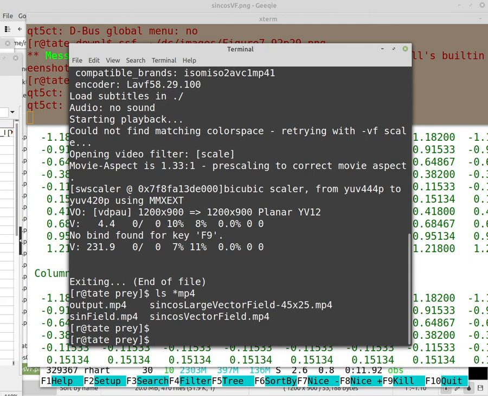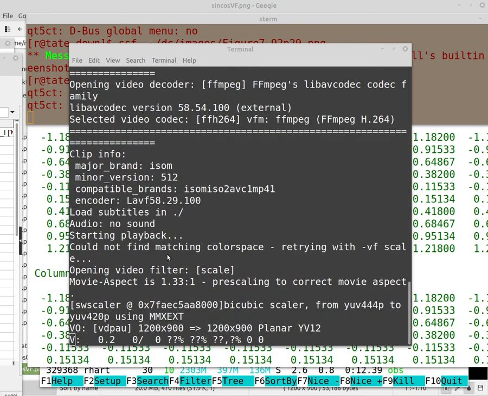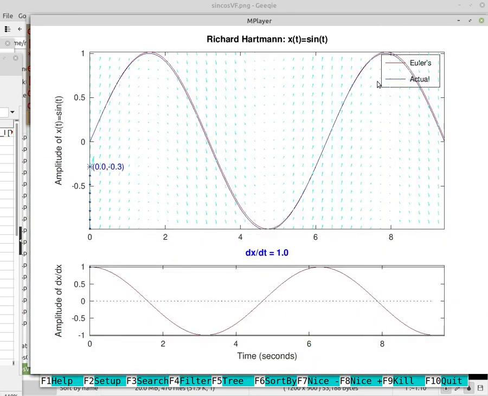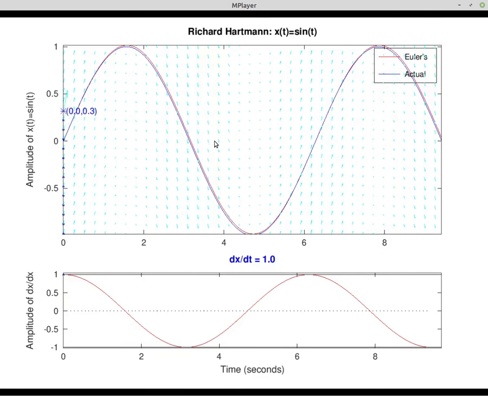So I made a little movie of this, and we'll just run it and see what it looks like here. It's just running through and showing us these points, but you can see there are a lot more points, so the arrows are naturally smaller.